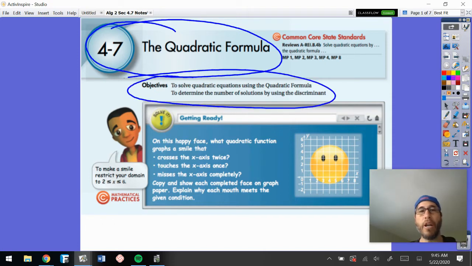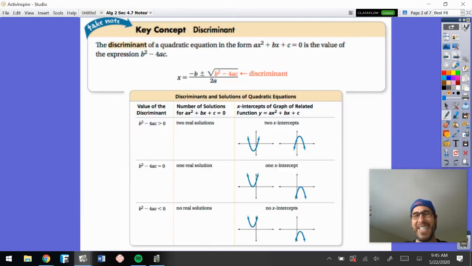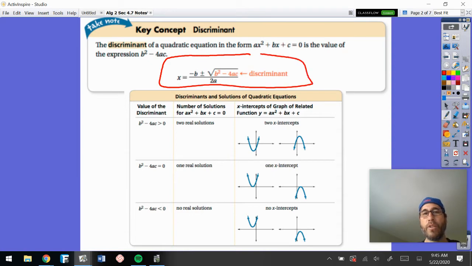We have our title, and our objective is to solve quadratic equations using the quadratic formula. To be able to do that, we find what we call the discriminant, and the discriminant is very, very important for a number of reasons. So let's get it. There is our discriminant, and this is the quadratic formula. The quadratic formula is x equals the opposite of b, plus or minus the square root of b squared minus 4ac. That stuff in red right there is called the discriminant. Very, very important. All over 2a.